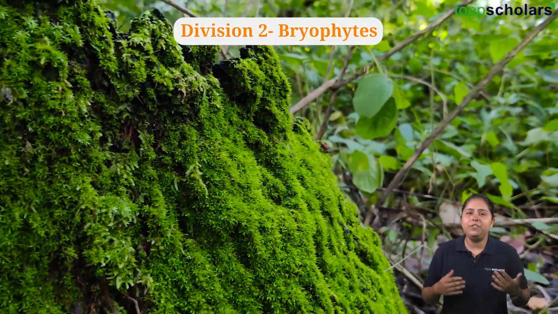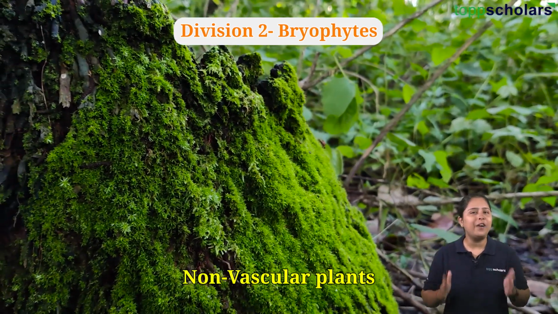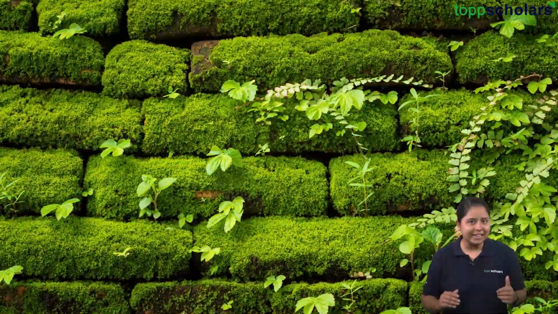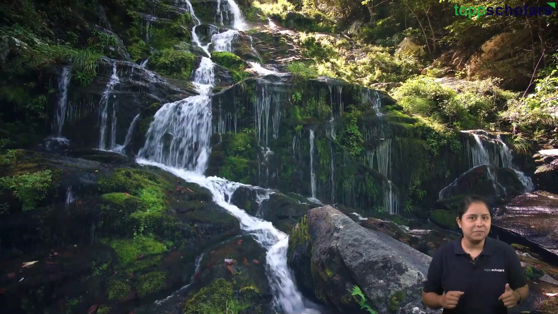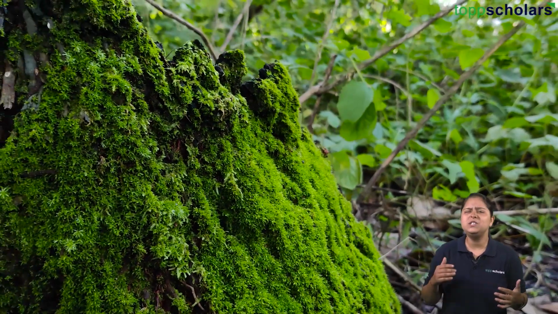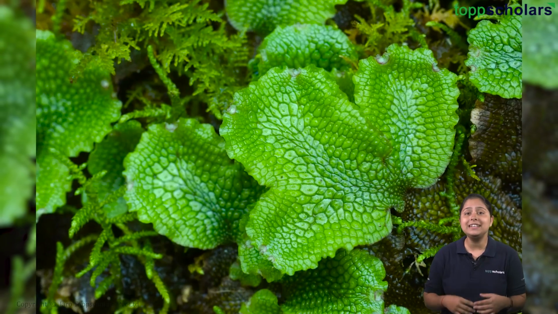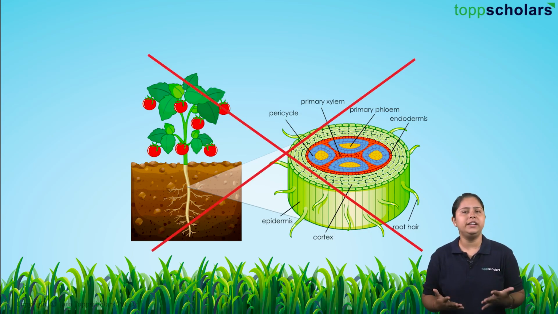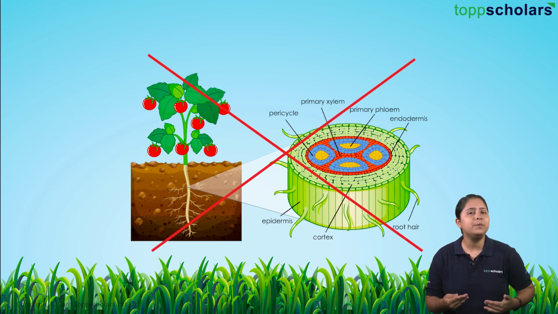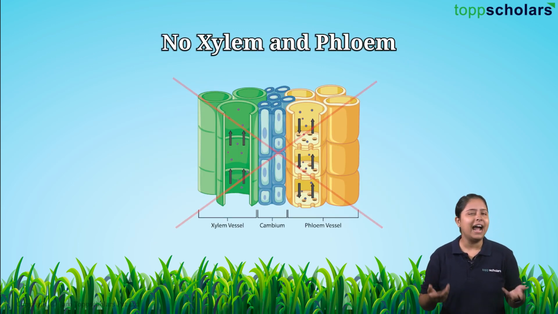So the next division we have here is Bryophytes, which are non-vascular plants. You can see them on bricks, old walls and rocks in the rainy season. They seem like a lush green soft carpet, right? That's because their body structure is thalloid. As the name suggests, there is no vascular tissue present for the transportation of food, nutrients and water. So basically, the xylem and phloem are absent.